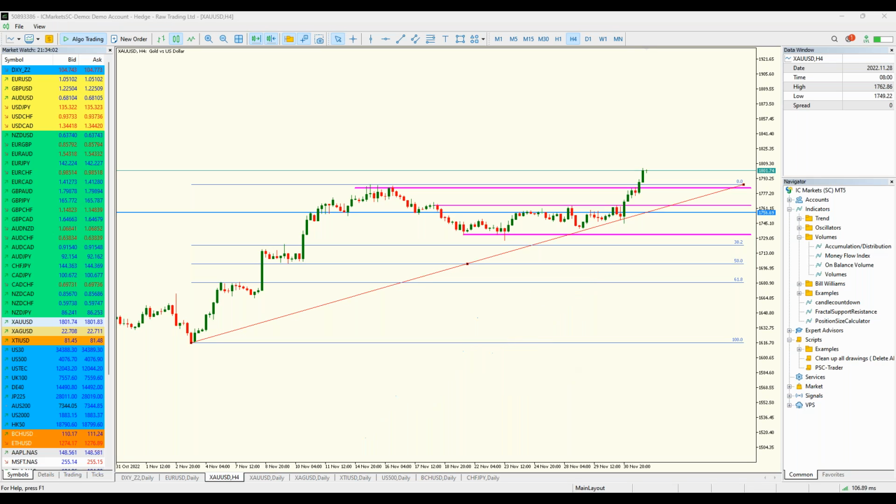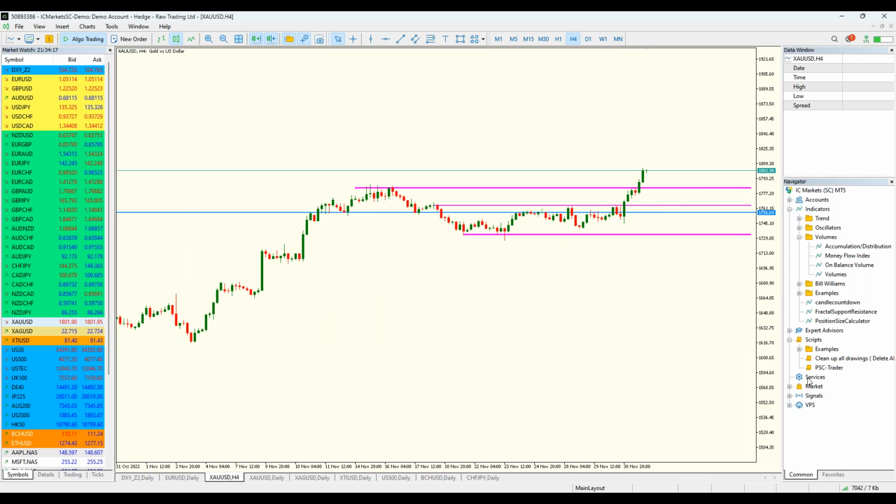And so we can use Fibonacci to help identify these, but it's more than just that. Where we start to get really powerful is when Fibonacci levels tend to overlay on top of support and resistance levels. So let me just clear this up again.